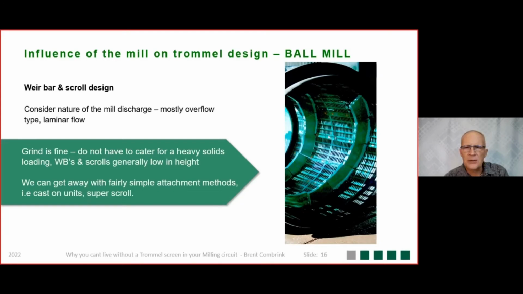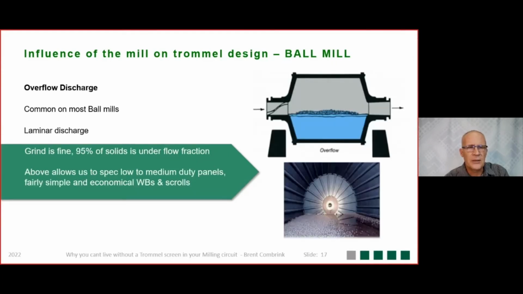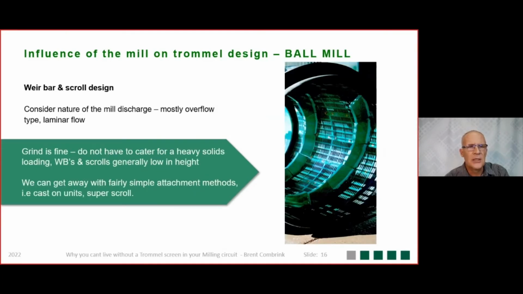Okay, the weir bar and scroll design. For the scrolls, typically we use 1.5 to 2.5 turns, depending on the retention and the drainage we require within the trommel screen. The grind is fine, and important here is the laminar flow in a ball mill trommel typically. We do not have to cater for heavy solids loading. The weir bars and scrolls are generally low in height. We can get away with fairly simple attachment methods, like the cast on units, the super scroll units that we designed 10 years ago.